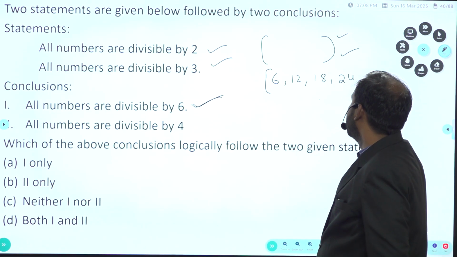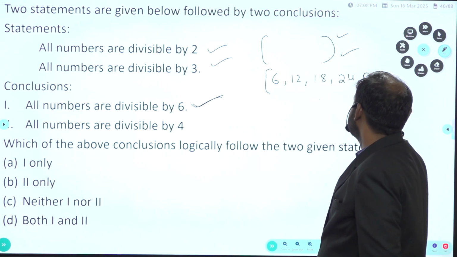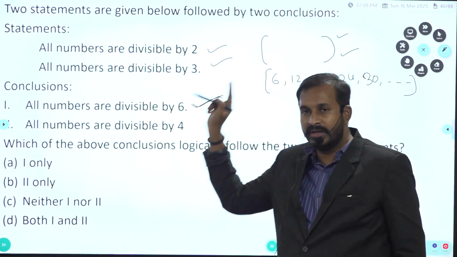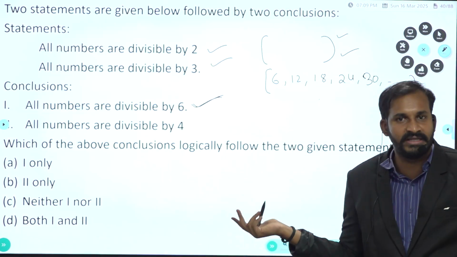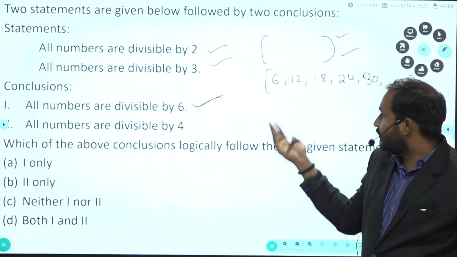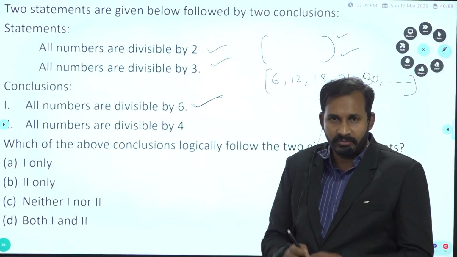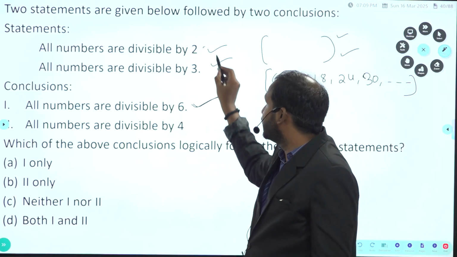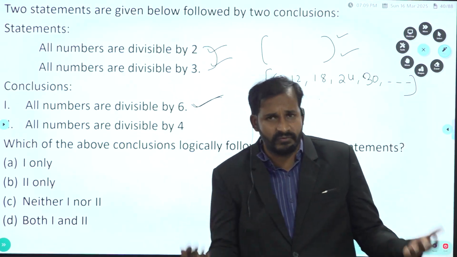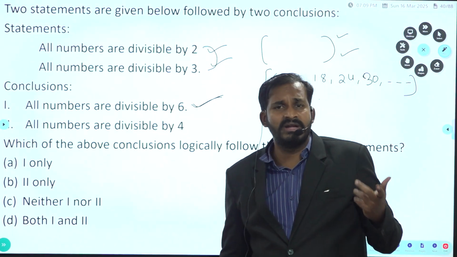He is telling us indirectly to take the multiples of 6. Then only the numbers will be divisible by 2 as well as by 3, right? First of all, how do I choose my data set, how do I take my numbers? Take the LCM of 2 and 3. What is the LCM of 2 and 3? 6.